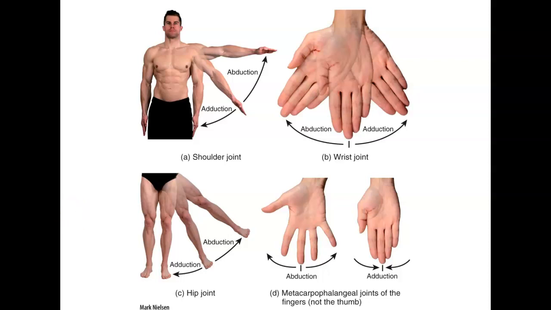We also have abduction and adduction of the hip. So if we take a look at the hip joint, we can bring the leg up this way. That's abduction. We can bring the leg back down towards the midline of the body, and that's called adduction. Okay, taking your fingers and spreading them apart is abduction, and then moving the fingers back together is adduction.